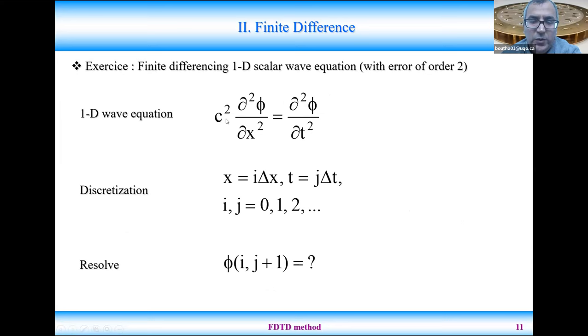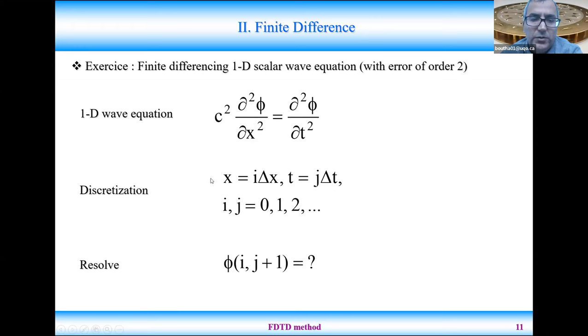And suppose we want to apply this finite difference to resolve the 1D wave equation. It's a scalar wave equation here, so phi here is a scalar. And C is the speed of propagation. X is space, and T is time. So that's a hyperbolic partial differential equation.